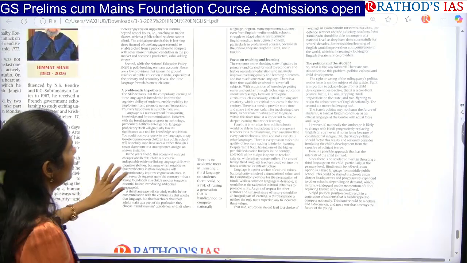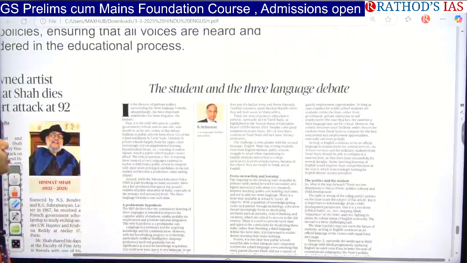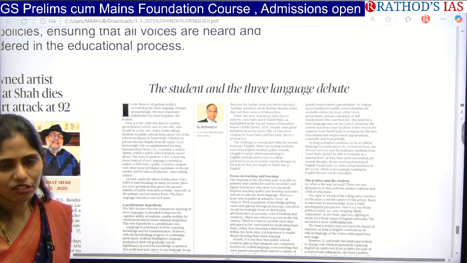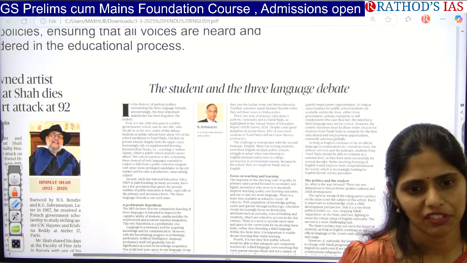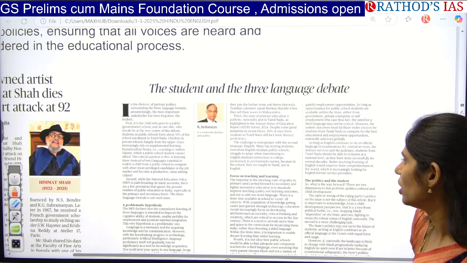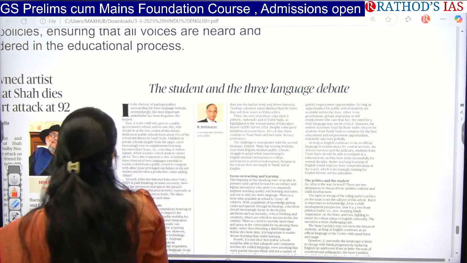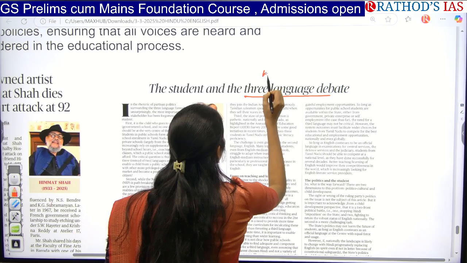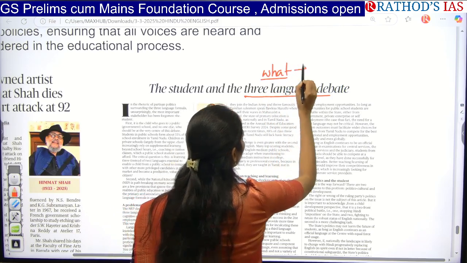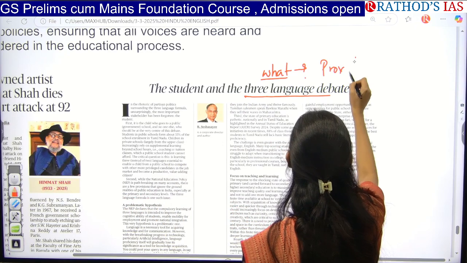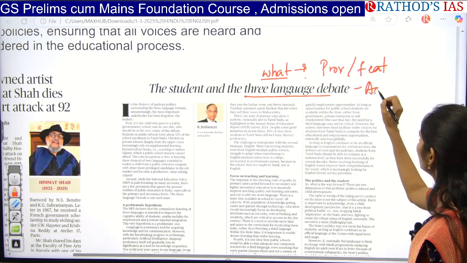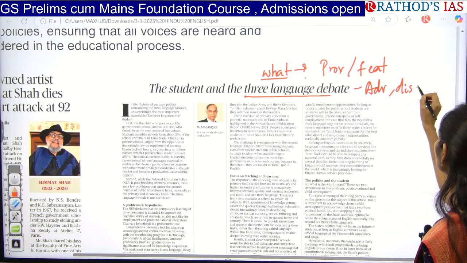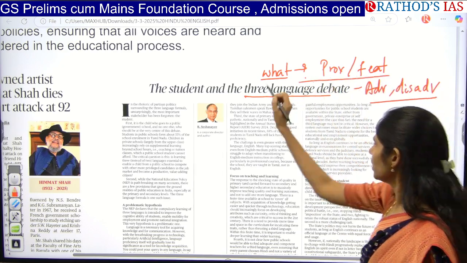And the next article is about the student and the three language debate. This article is talking about the three language policy. Already 2 days back I gave you detailed notes regarding this three language policy. Just go through that. If you are new to this, what dimensions do you have to see? What is this three language policy? You have to see the important provisions or features of this policy, and what the advantages and disadvantages are. If you do this, then your work is done, guys.